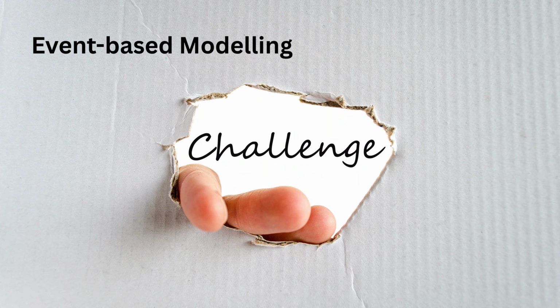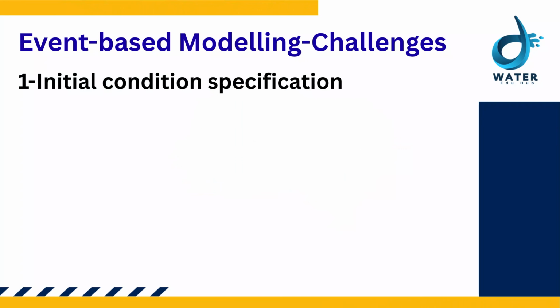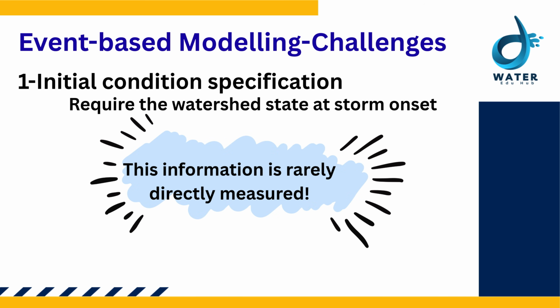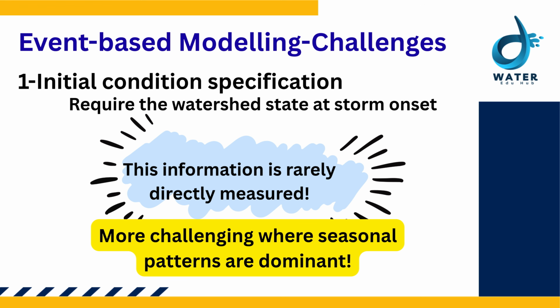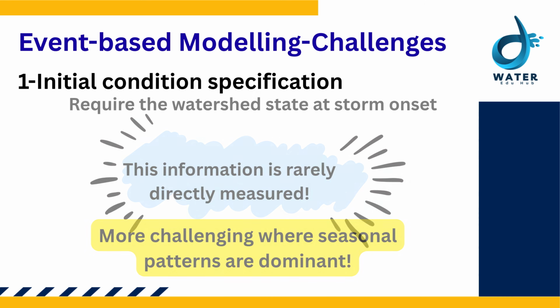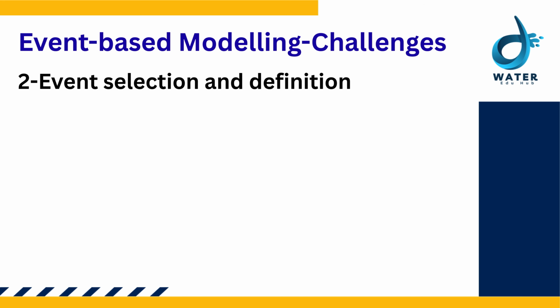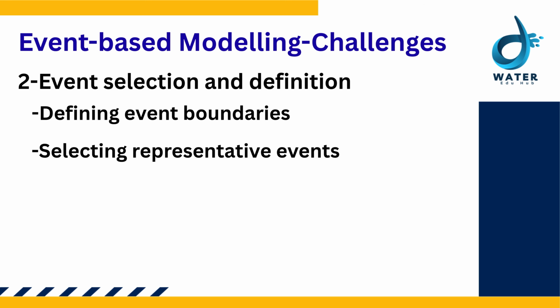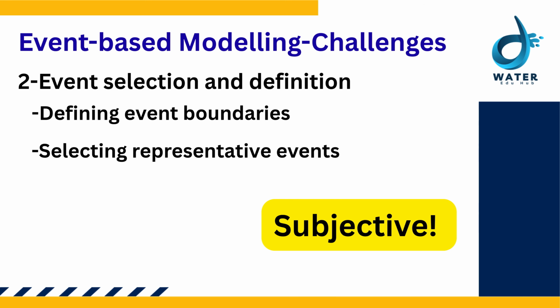The key challenges are as follows. First, initial condition specification. Event-based models require watershed state at a storm onset, but this information is rarely directly measured. This issue becomes more challenging where seasonal patterns are dominant. Second, event selection and definition. Defining event boundaries and selecting representative events for calibration is subjective and impacts results.